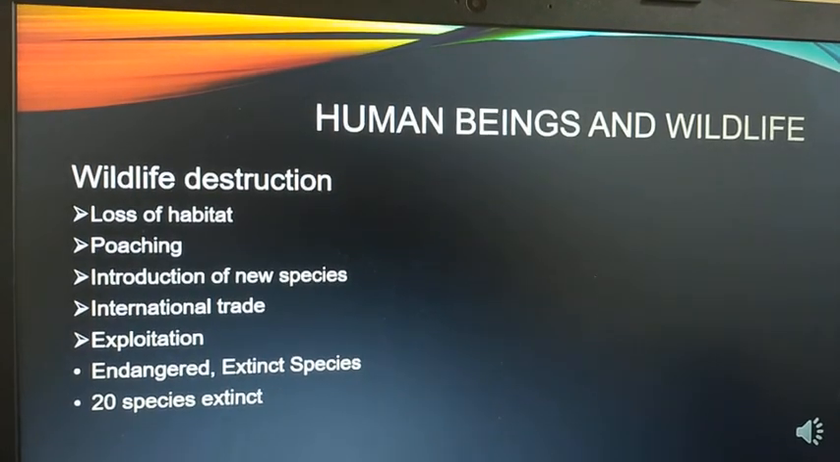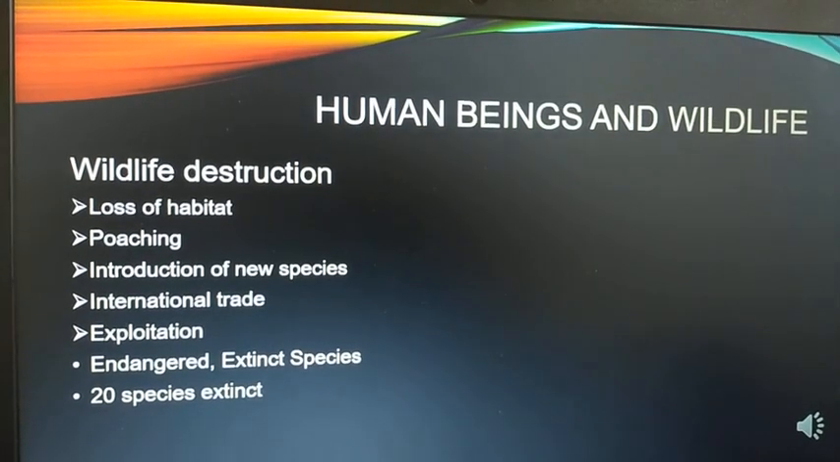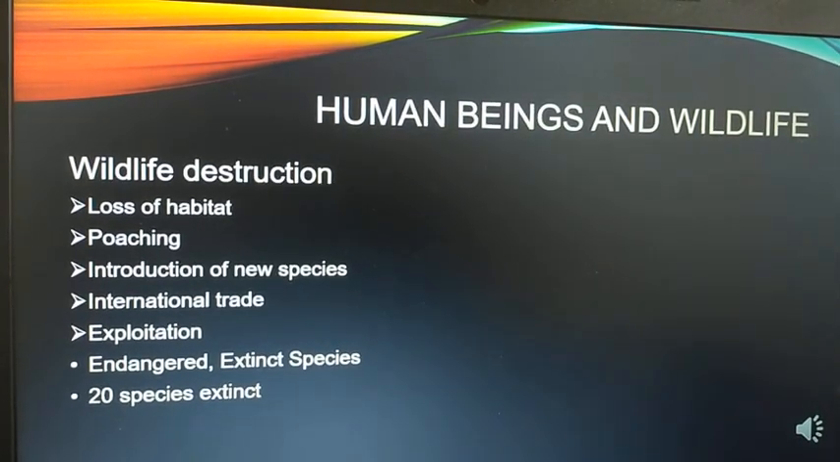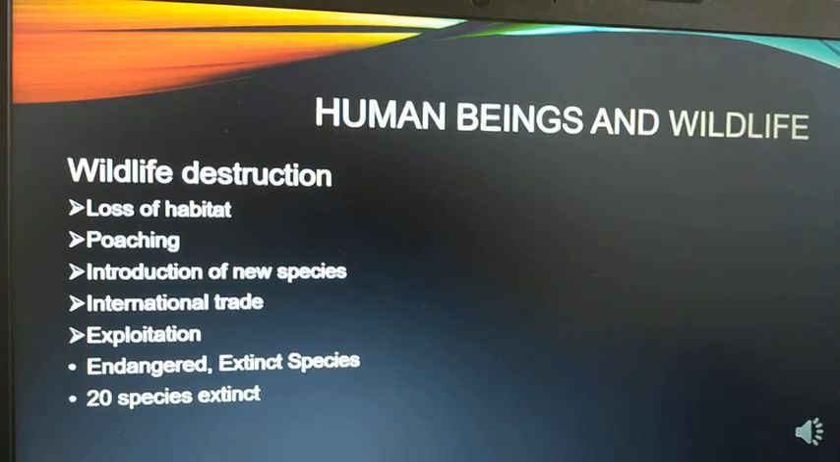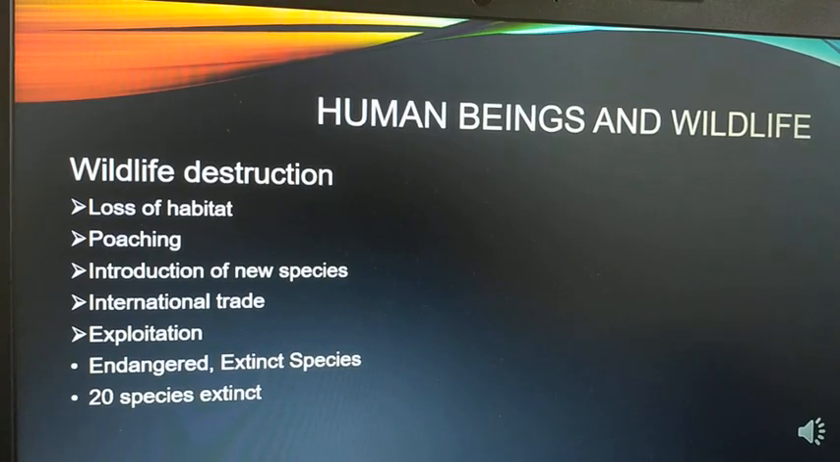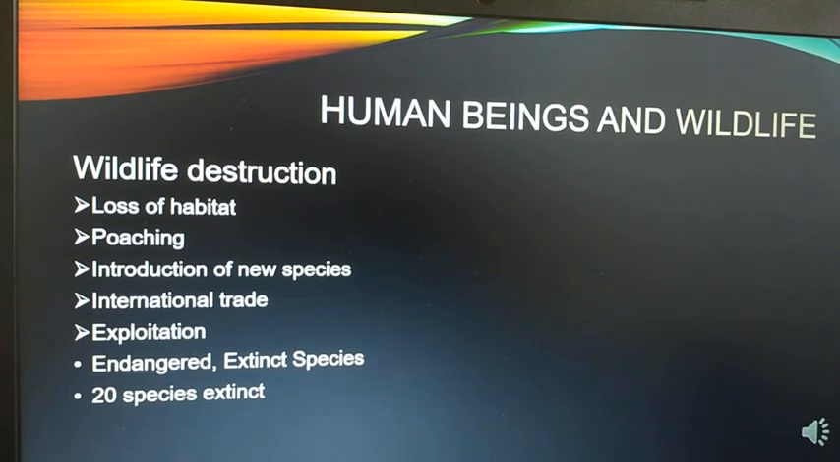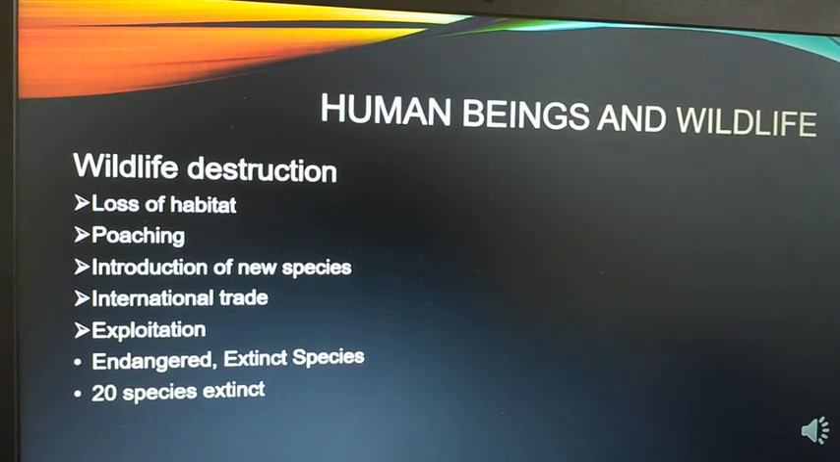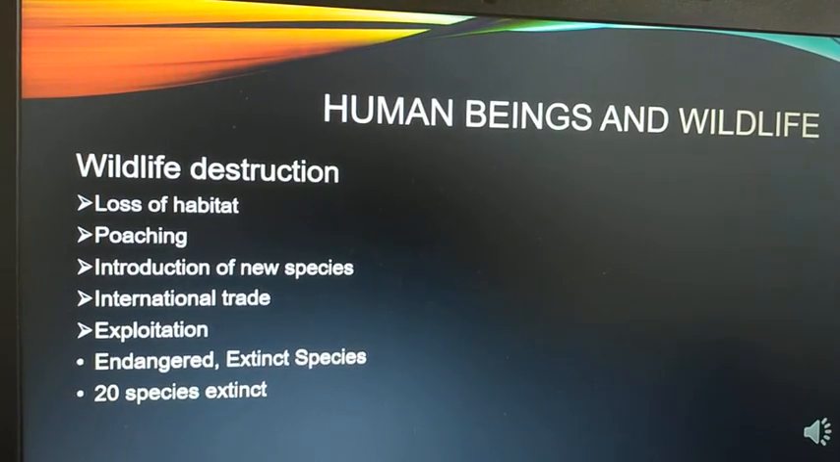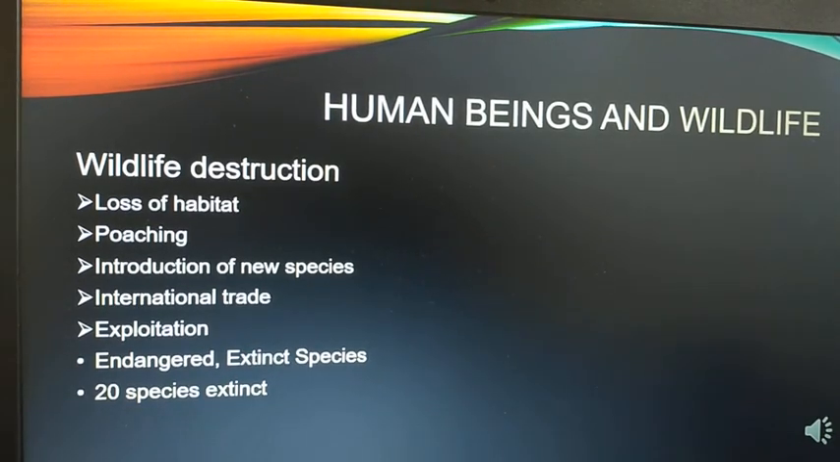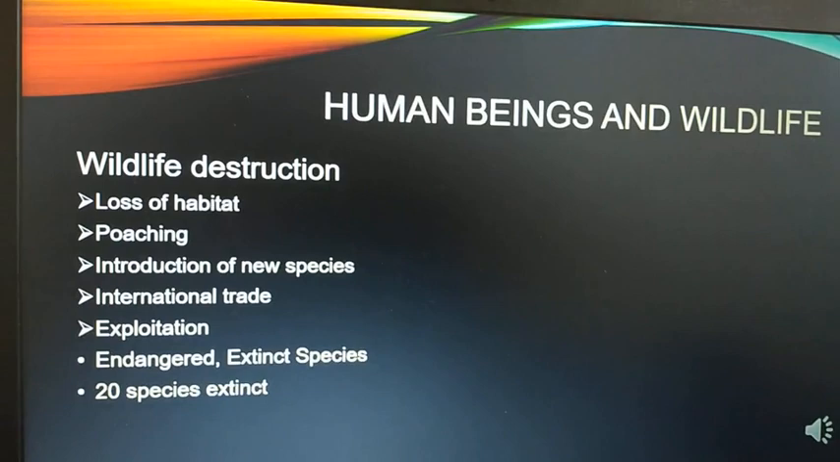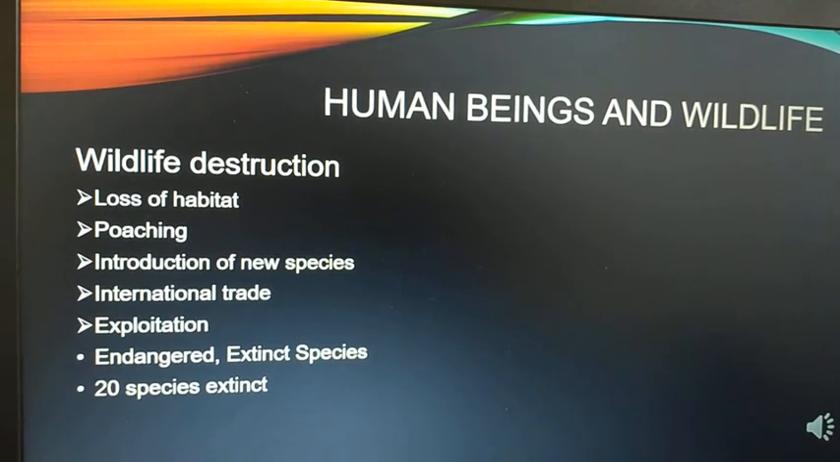This wildlife destruction is because of loss of habitat, poaching, introduction of new species, or international trade whereby items of wild origin, such as animal fur, bones, tusks, and other things, are traded. This has resulted in some animals being put on the list of endangered species, and some of them have become extinct. In India, almost 20 species of animals have become extinct due to this reckless behavior of human beings.